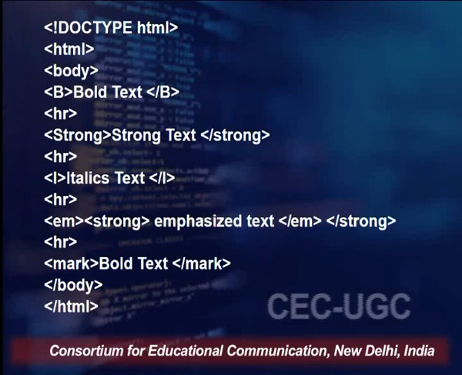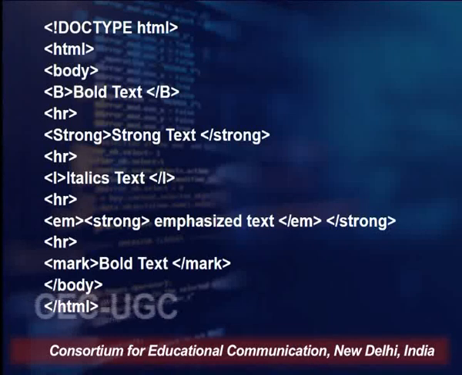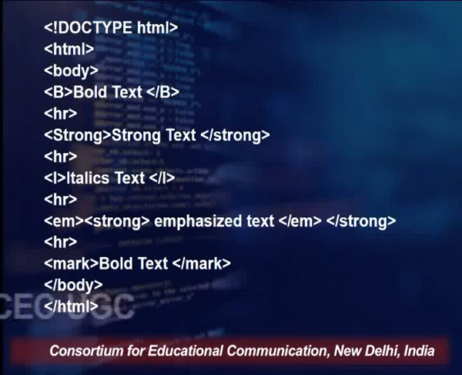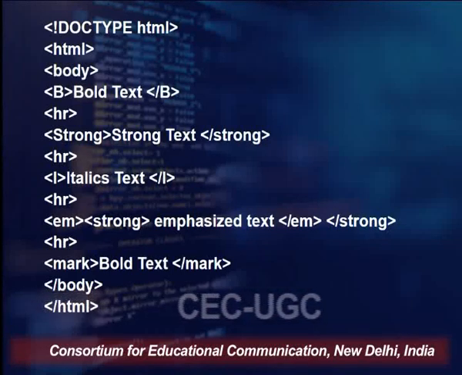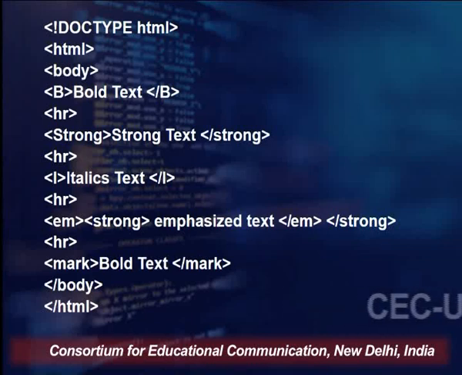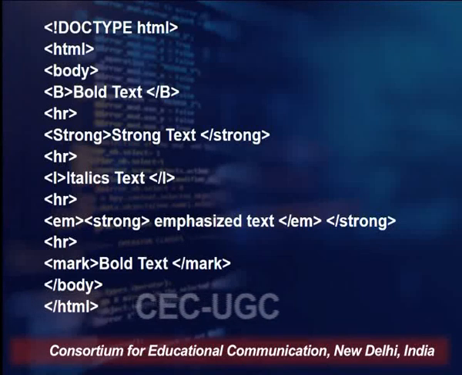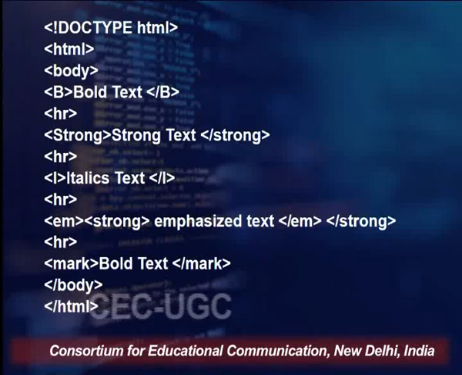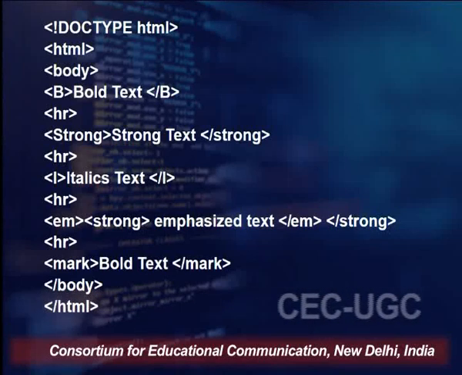Then we have strong opening, whatever text you want to write, and strong closing, and I have written strong text between the tags, just to increase understandability when we look at the output. Then after that HR, as I have already told you, for a line. Then we have italics. Italic text is the text written inside the opening and closing I tags.